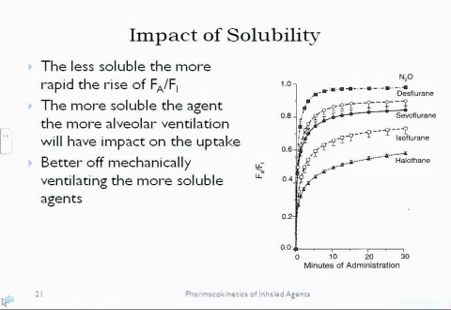But the more soluble the agent, the more the alveolar ventilation will have impact on uptake, and the better off mechanically ventilating you are by using the more soluble agents. So desflurane, you really need to take over very quickly if you're doing an induction on an adult. I've done it. It's not something I like too much because they start getting bronchospasm, and they have so much respiratory depression with desflurane that I'm not a real fan of doing an inhalational induction with it. I'd rather use Sevo. So Sevo is a great drug.